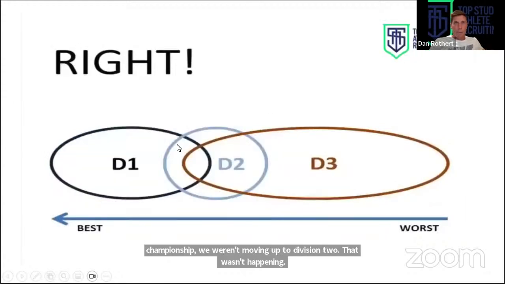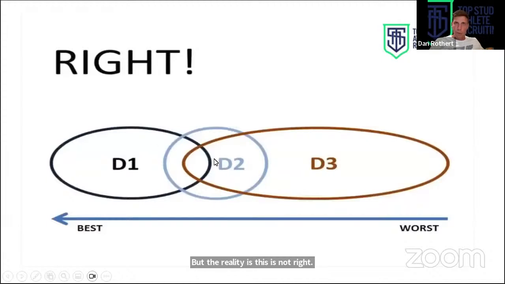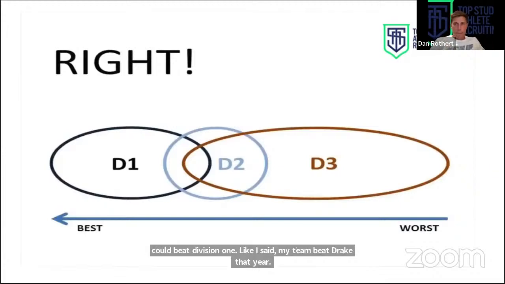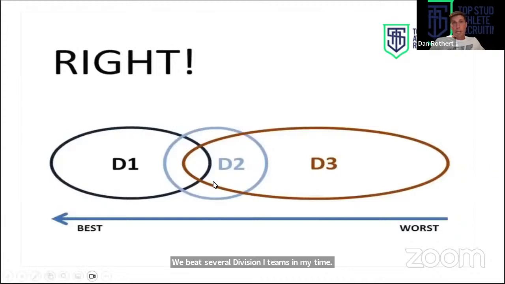But the reality is this is not right. There's a lot of overlap. And if I threw JUCO and NAIA in here, there'd be even more overlap. Yes, the best teams in the country are Division I, the top teams, but there's Division II teams that could beat Division I. There's Division III teams that could beat Division I. Like I said, my team beat Drake that year. We beat several Division I teams in my time. That happens. Even last year, the top team in Division II played the top team in Division I, number one versus number one to start the season, and the Division II team won. So there's a lot of overlap. There's really good teams in each division, and there's bad teams in each division, if I'm being quite honest.